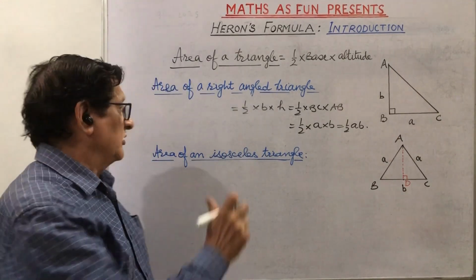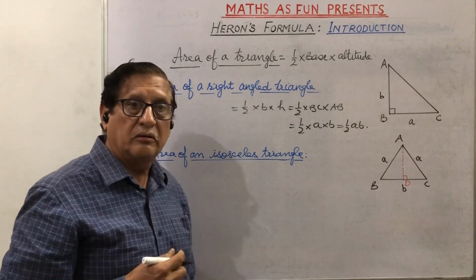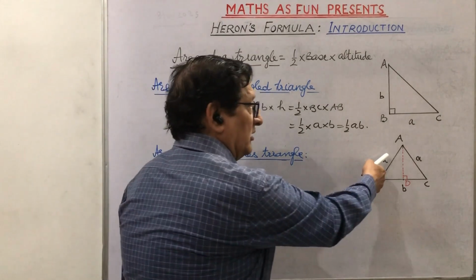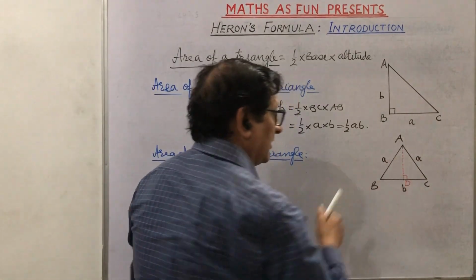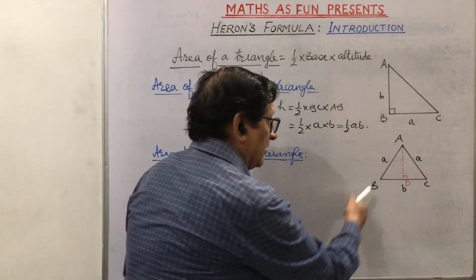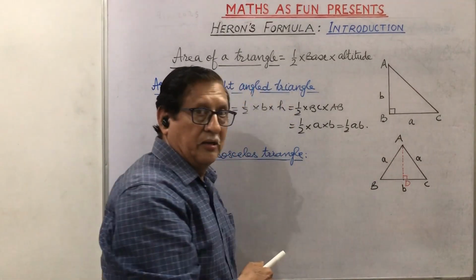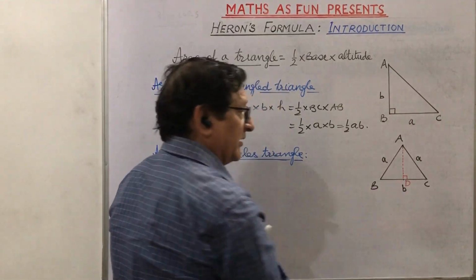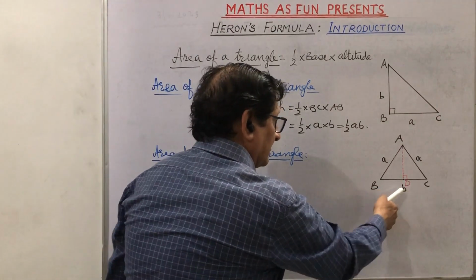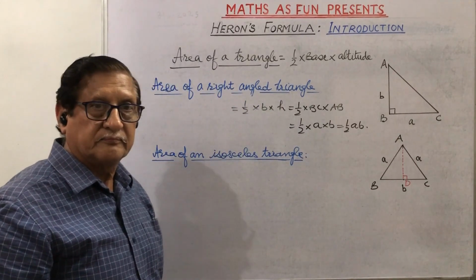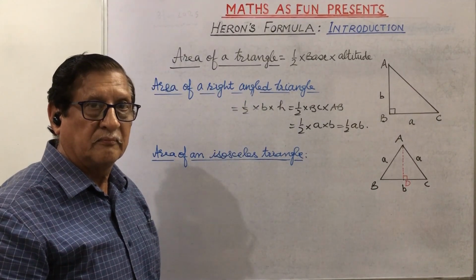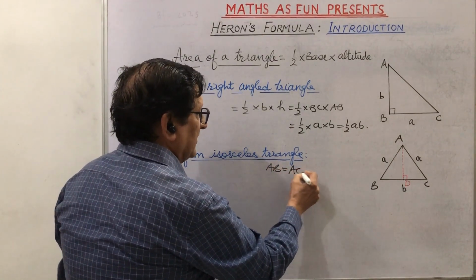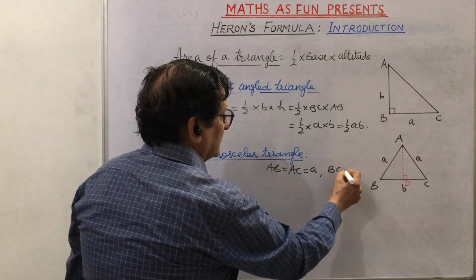In case we want to find out the area of an isosceles triangle, we know isosceles triangle means two sides of the triangle are equal. Suppose this is an isosceles triangle ABC. Here AB and AC are equal and each is A. Base is BC and the length of BC is given as B. So here we are finding AB is equal to AC is equal to A and BC is equal to B.